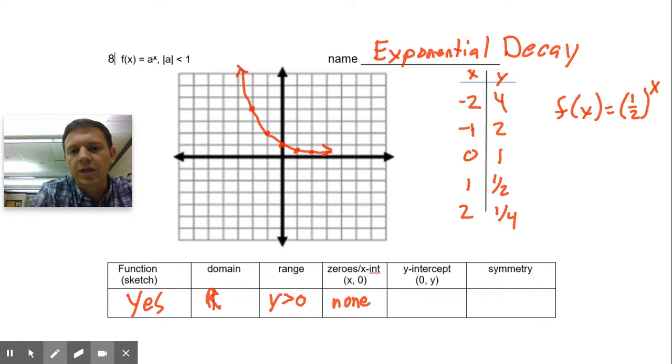Where does it cross the y-axis? Where's the y-intercept? Again, at 0, 1. And that's true for any exponential decay, because when we raise a, whatever a is, in this case 1/2, to the 0 power, it'll always be 1. That's exponential decay when f of x equals a to the x and a is less than 1.